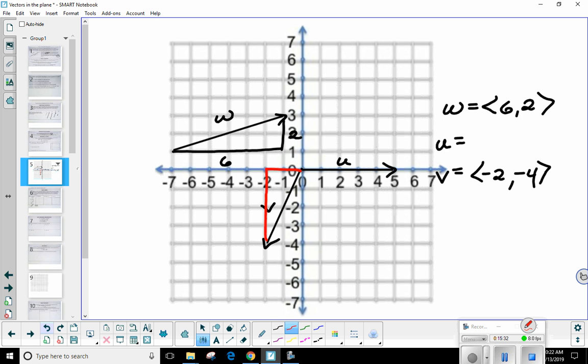Okay. But now, what was the hint I was giving you about U? What would his component form be? It would simply be 5, 0. See, going from the initial to the terminal, I did move 5 right, but then I don't move vertically at all. So that would be 5, 0. That's what component form is.